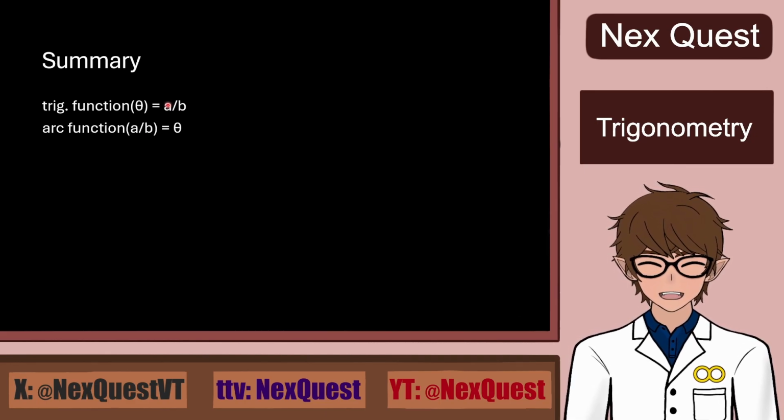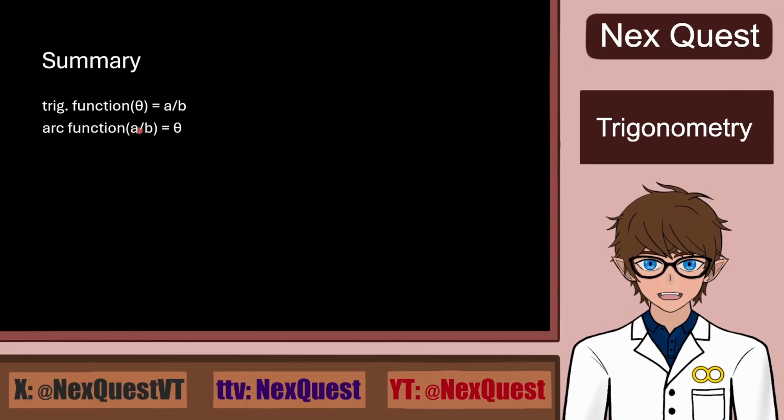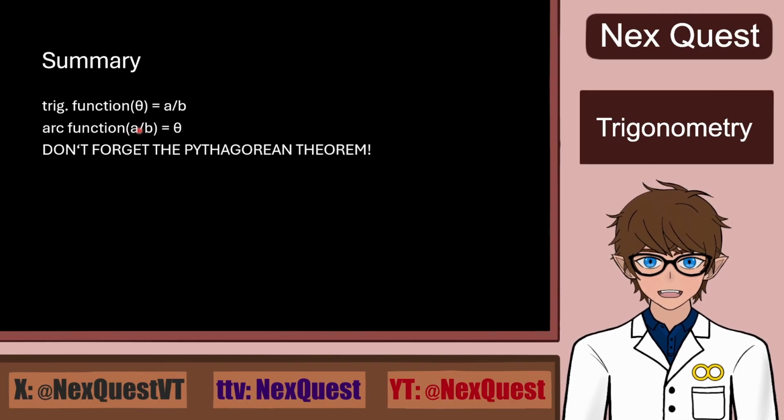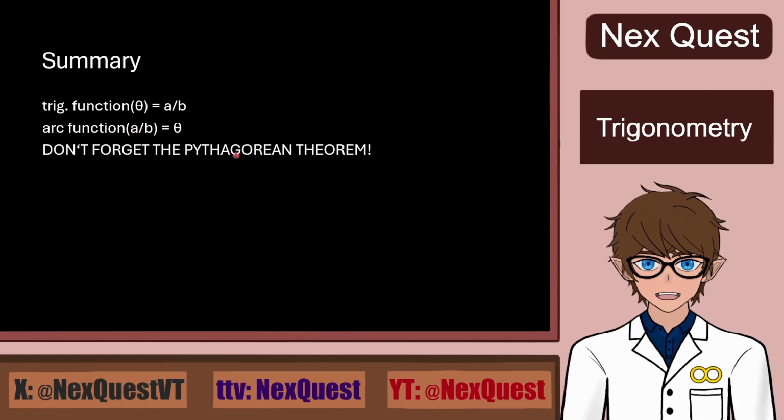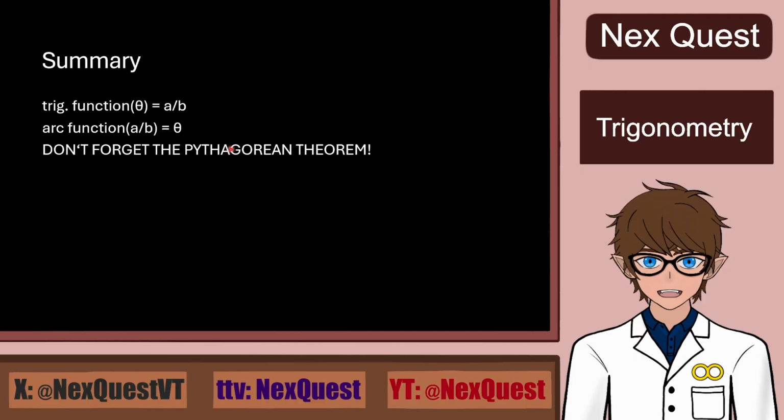The numbers that you put in the inverse trigonometric functions, aka arcus functions, will always be ratios, and the result will be an angle. And of course, do not dare forget the Pythagorean theorem, because triangles, man, whenever you go to triangles, this guy's gonna appear. Pretty much half of the math.